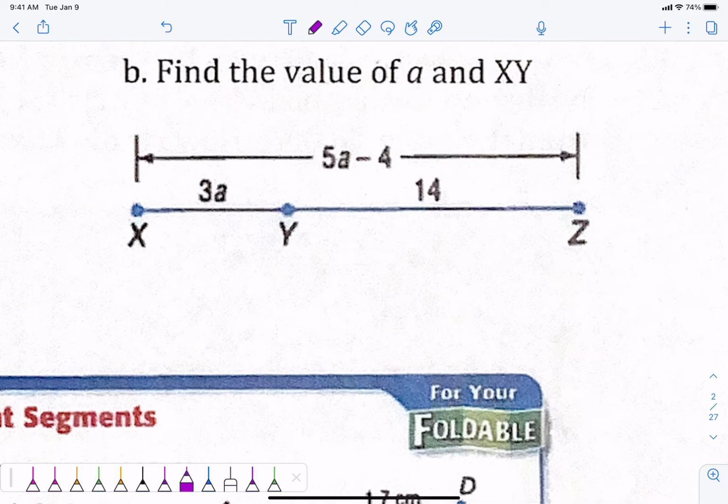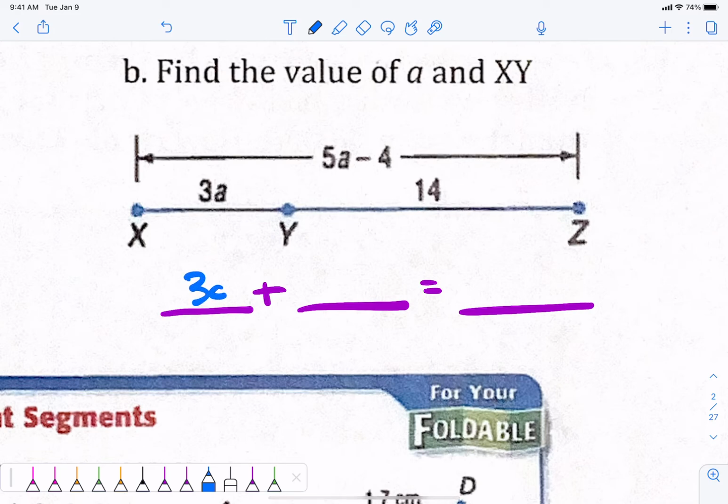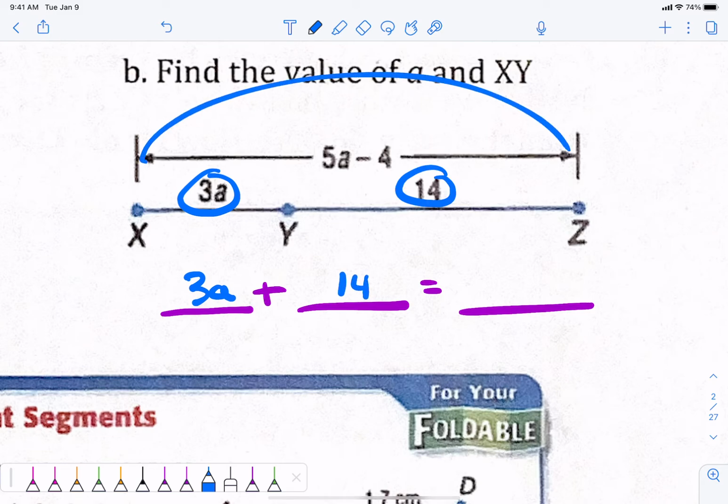We're still dealing with the same concept, and if it helps you to think about it this way, please do. We have 2 pieces added together that make the total length of the third chunk. Then we just fill in the blanks. What 2 things are we adding together? 3A is a small one, 14 is the other chunk, and the entire length is 5A minus 4. So then we just solve.